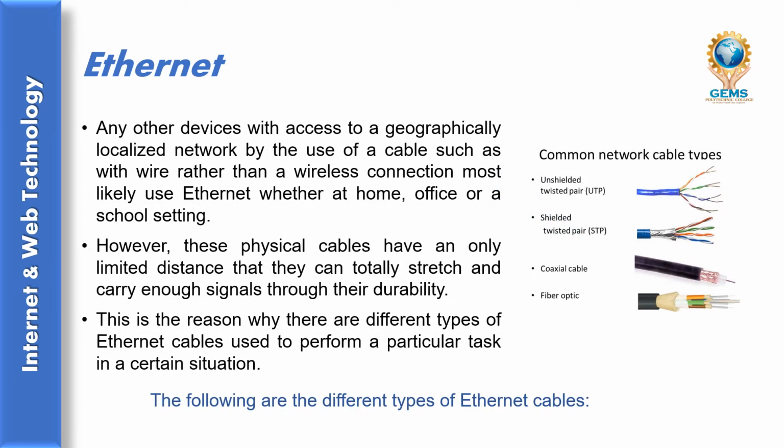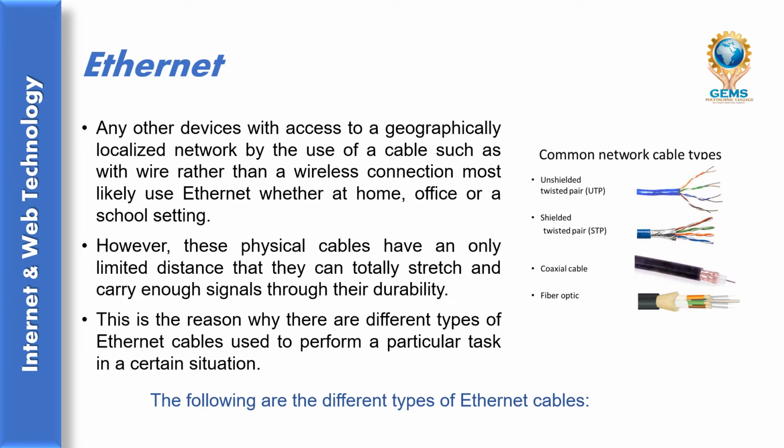Any device with access to a geographically localized network by the use of a cable, such as a wire rather than a wireless connection, most likely uses Ethernet, whether at home, office, school, or city. However, physical cables can only stretch a limited distance and carry enough signal through their durability. This is the reason why different types of Ethernet cable are used to perform a particular task in a certain situation.